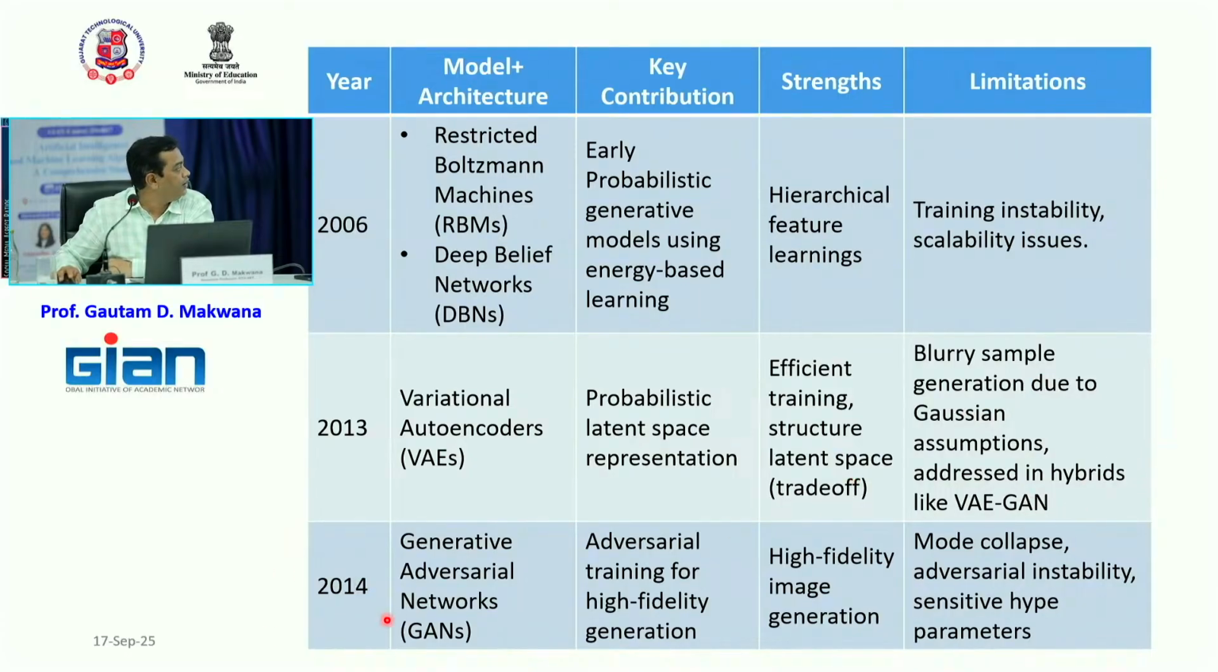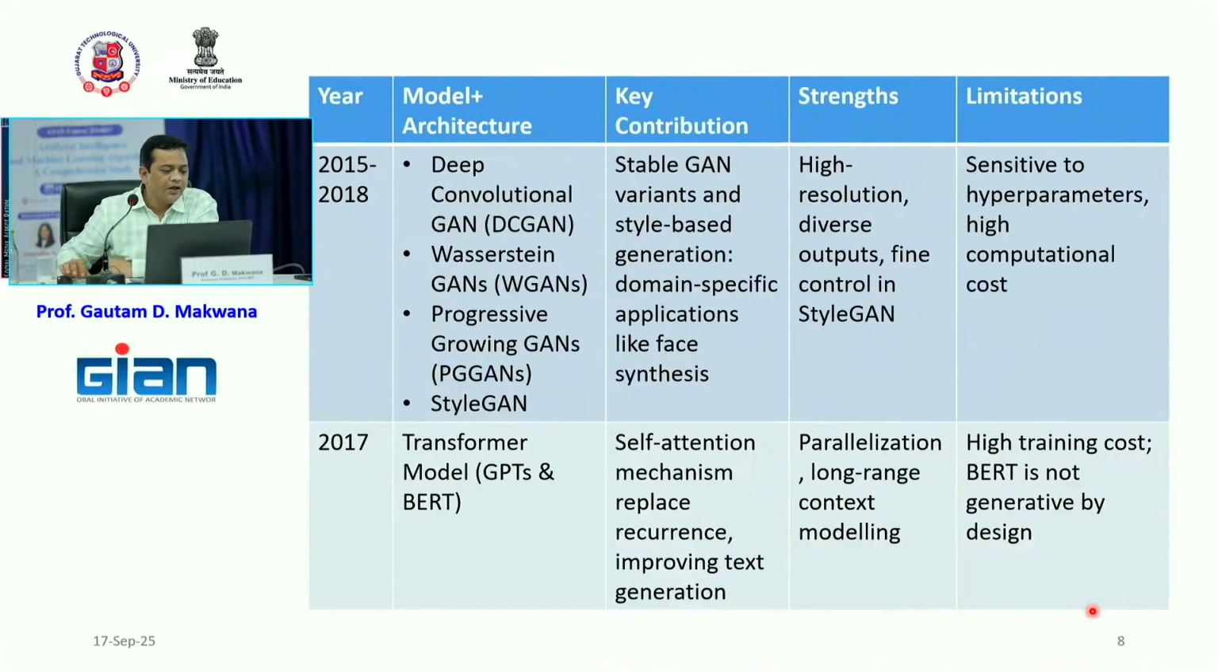In 2014, the generative adversarial network evolved, and because of this we can do adversarial training for high fidelity generation. High fidelity image generation is the key strength of this algorithm, and the limitations are mode collapse, adversarial instability, and sensitive hyperparameters.